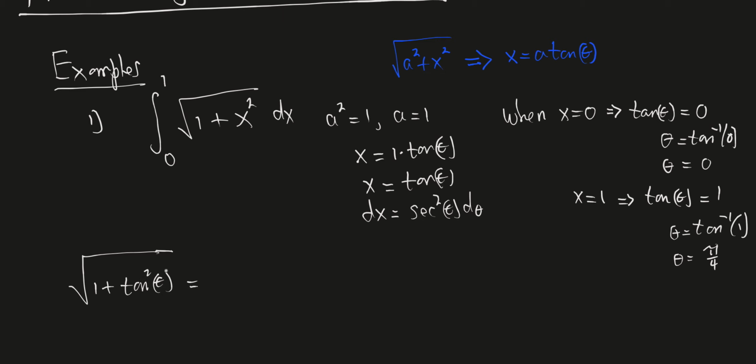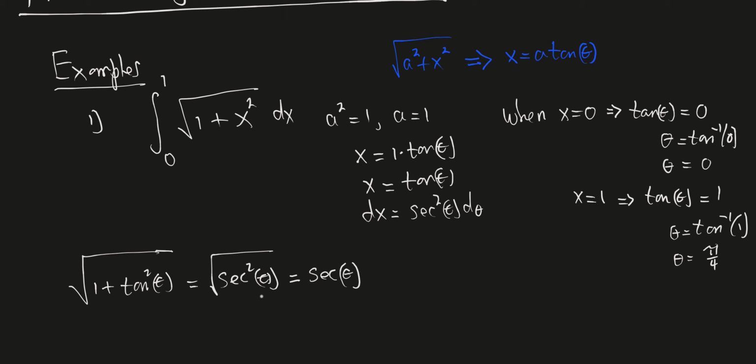Well, how do we get a perfect square? Go back to our Pythagorean identity. 1 plus tangent squared is secant squared. So this is secant squared theta. And again, because of our assumption that theta is in the first quadrant, all trig ratios are positive in the first quadrant. So then my root and my square will cancel out, and I'm left with secant theta.